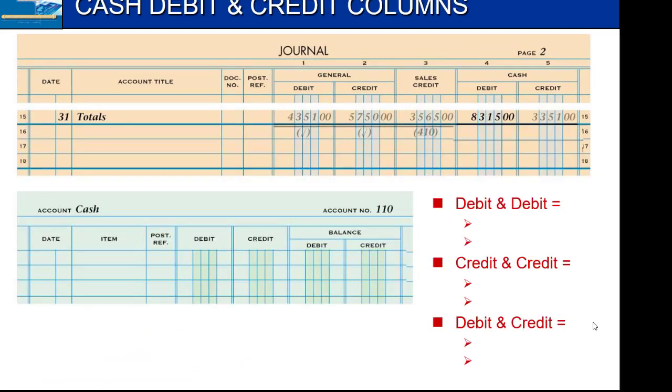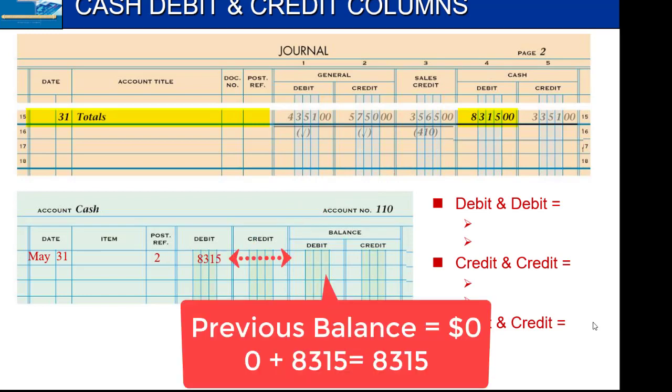So let's take a look at how to do this with our cash, debit, and credit columns because this time we'll actually have a balance we need to figure out. So the first thing I'll do again is the date, so May 31st. Then I'll bring down my post reference column, which is the page number of number 2. And now I'm going to start with the cash debit column. So the debit goes into the debit, 8,315. Again, I assume I start with 0, so debit can go all the way over to debit, 8,315.